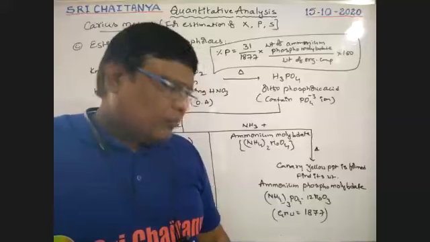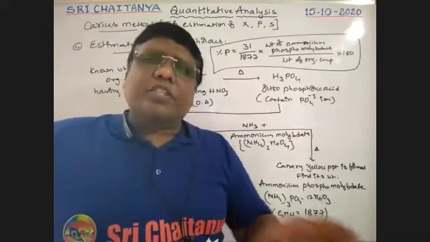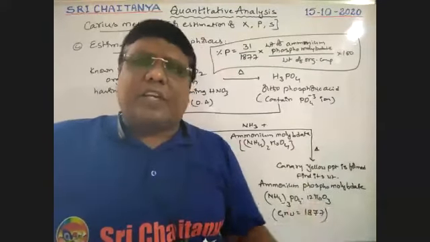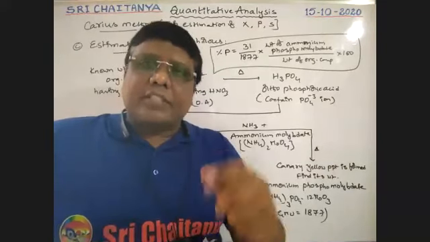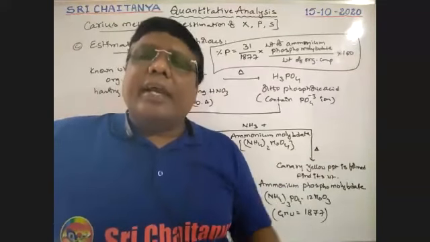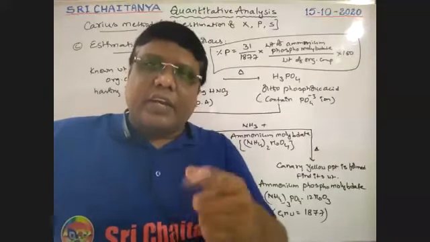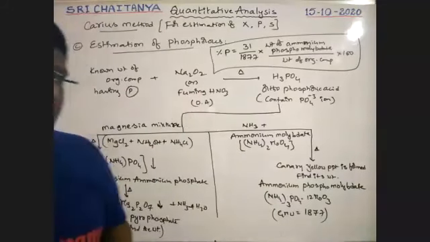Now, this is about Carius method for halogens, sulfur and phosphorus. Next main subheading, estimation of nitrogen. That is very, very, very important. Estimation of nitrogen.